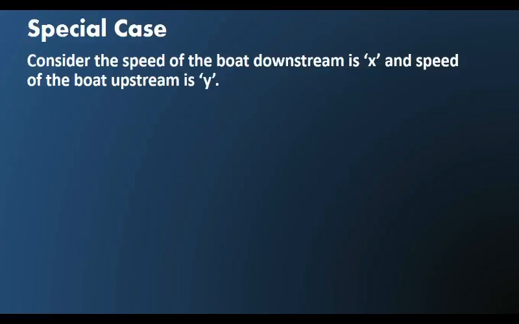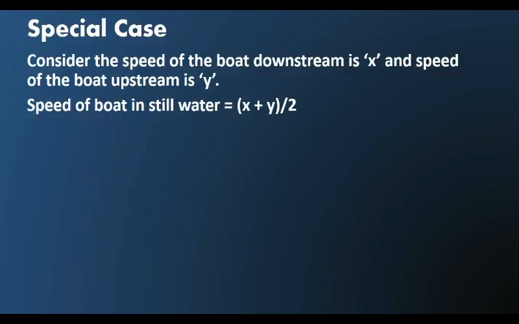Let us consider a case where the speed of the boat is given in both the cases, that is both upstream as well as downstream. If the speed of the boat against the stream is given as y and the speed of the boat along the stream is given as x, then we can calculate the speed of the boat in still water using the formula (x plus y) by 2 and the speed of the stream using the formula (x minus y) by 2.